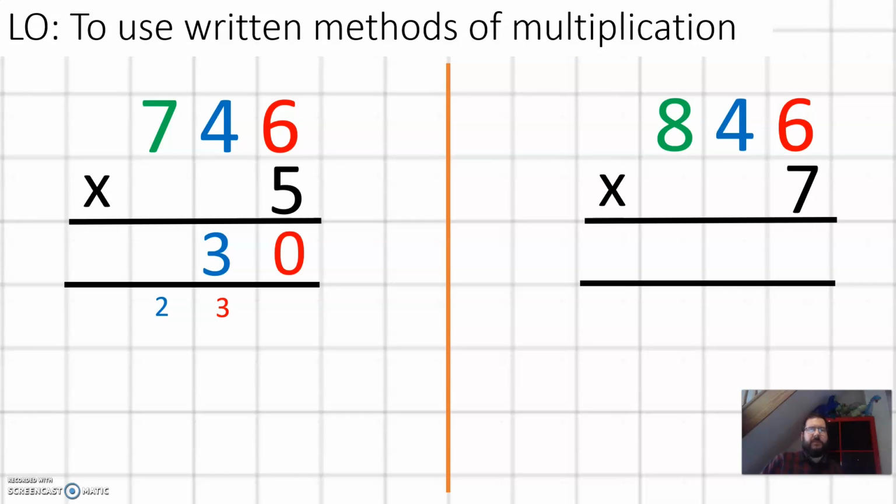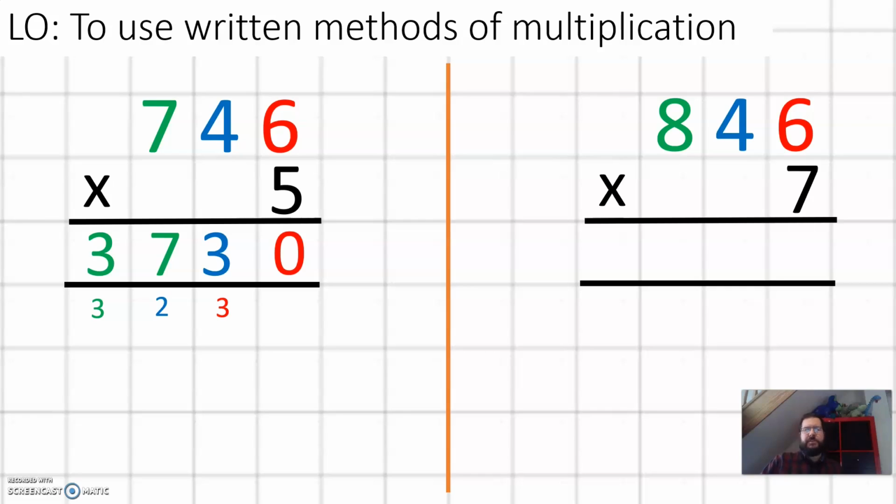Then we do 5 multiplied by 7 hundreds, which would have given us 35 hundreds, but we carried 2 across, so we have to add those on, giving us 37 hundreds. And then the last thing we need to do is put those thousands in the thousands place value, giving us 3,730. Now, there's another example on the other side of the screen, which is 846 multiplied by 7.